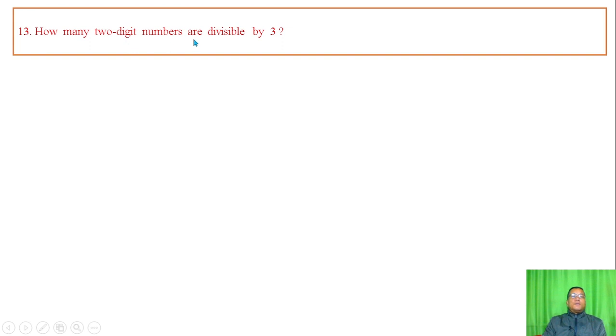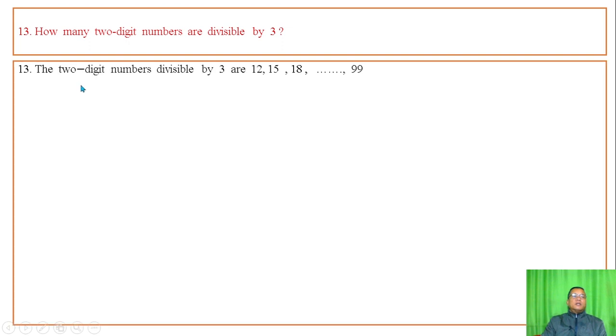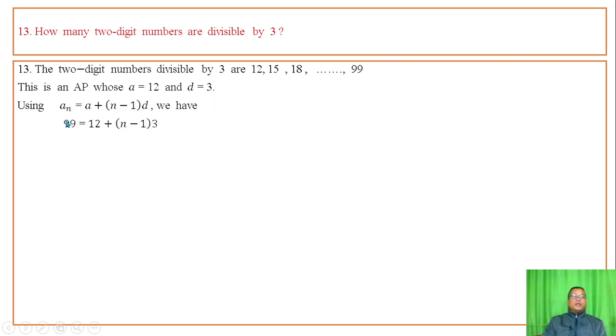13. How many two-digit numbers are divisible by 3? The two-digit numbers divisible by 3 are multiples of 3, starting from 12 up to 99. This is an AP whose first term is 12 and common difference is 3. Using the formula, we have a_n as 99, a as 12, and d as 3. Solving, the value of n is 30. Thus, the number of two-digit numbers divisible by 3 is 30.